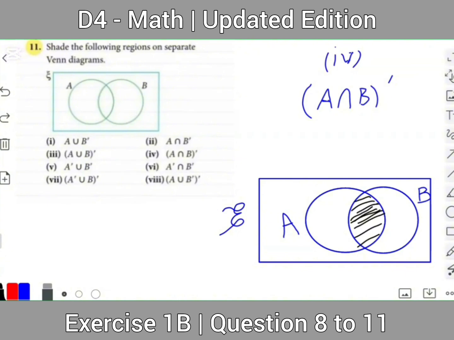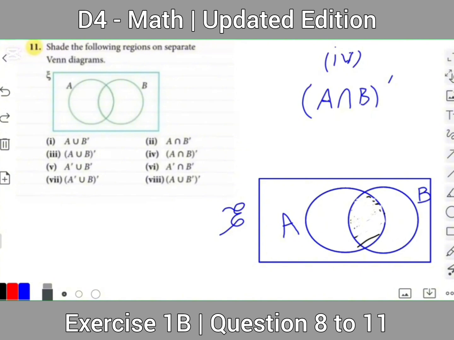But what is our requirement? Our requirement is the region that belongs to the set eta, but that does not belong to the set A intersection B. So we have to exclude the overlapping region and shade the region of the set eta and the set A only and the set B only.